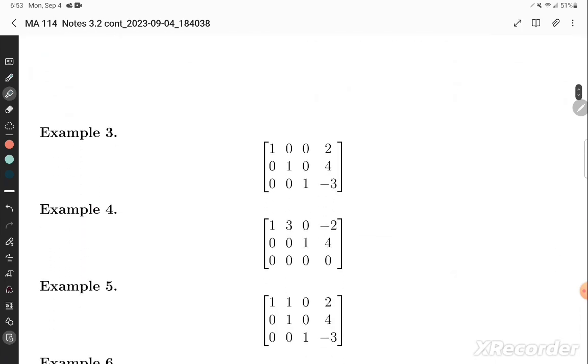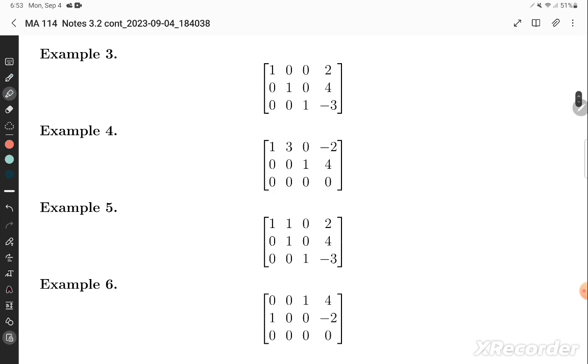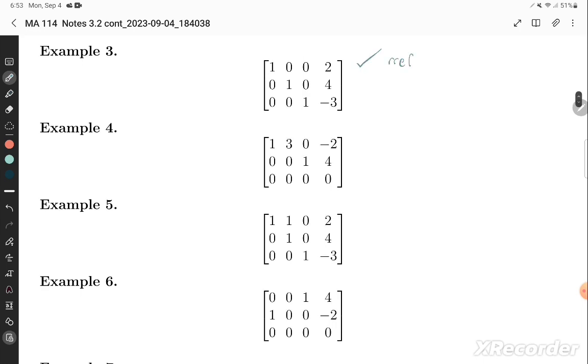So let's look at some examples. I've got quite a list of examples here. So this matrix is in row-reduced echelon form. Because if I look at it, the leading entry of each row is a 1. And then if I look at the columns of this matrix, every other entry in my columns is 0. So that's good. This is row-reduced echelon form. I don't really care about this last column here.